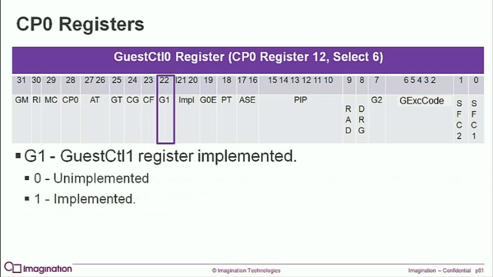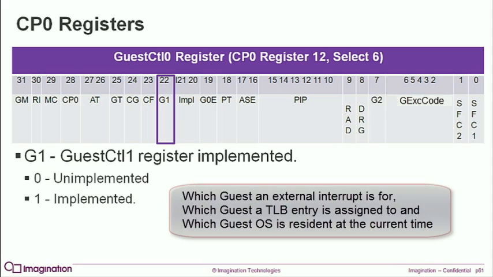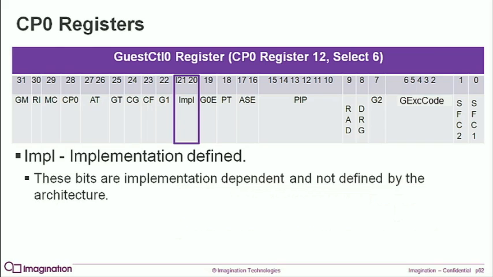The G1 bit determines if the guest control 1 register has been implemented. This determines if you can use guest IDs. These IDs are used in identifying which guest an external interrupt is for, which guest a TLB entry is assigned to, and which guest OS is resident at the current time. These bits are implementation dependent and not defined by the architecture.